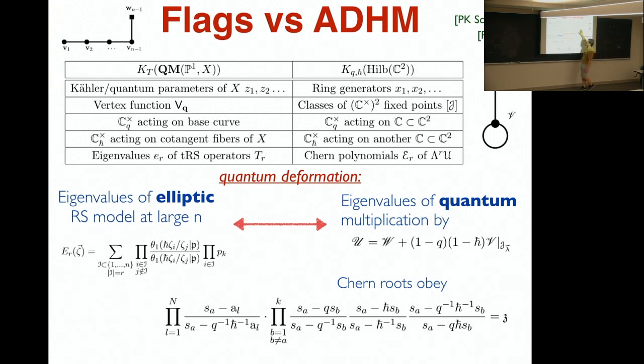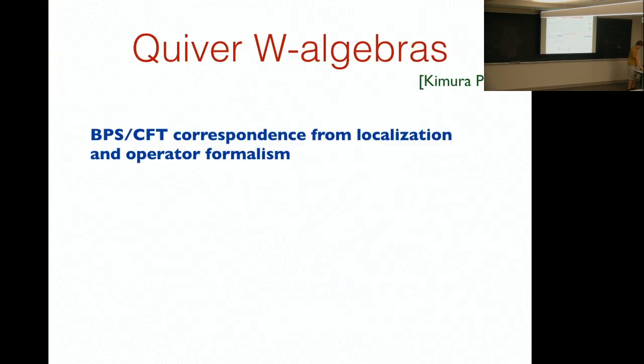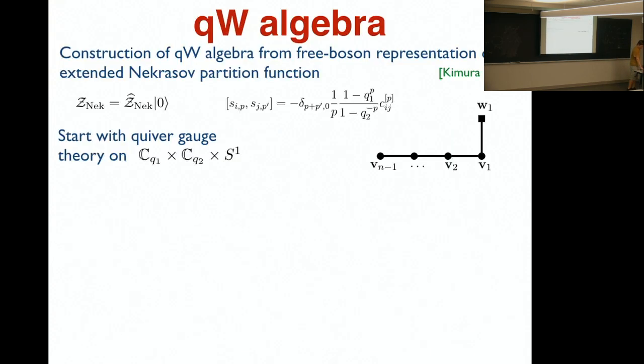Equivariant parameters map very indirectly. For example, the h bar here, which was dilating the fibers, now corresponds to one of the equivariant parameters in C2. And then the elliptic parameter of the integrable system corresponds to the quantum parameter on the ADHM side. Good. Now, quiver W-algebras. Okay, really quick.